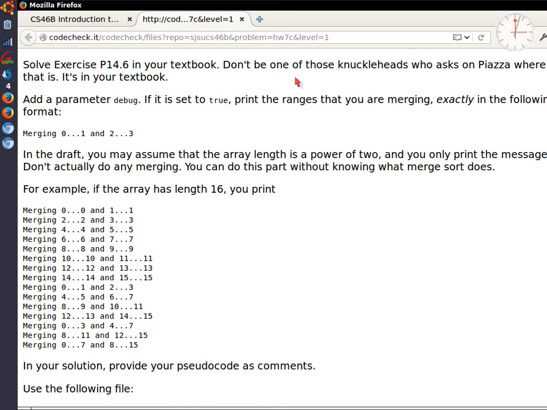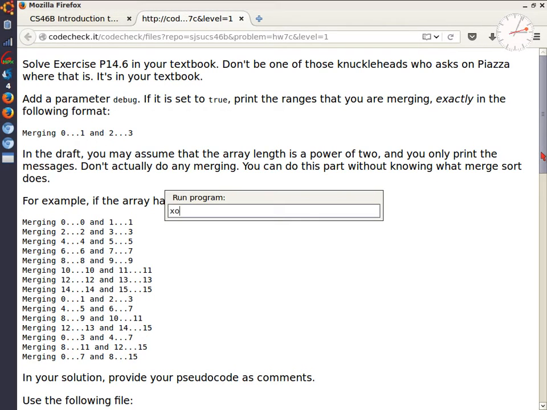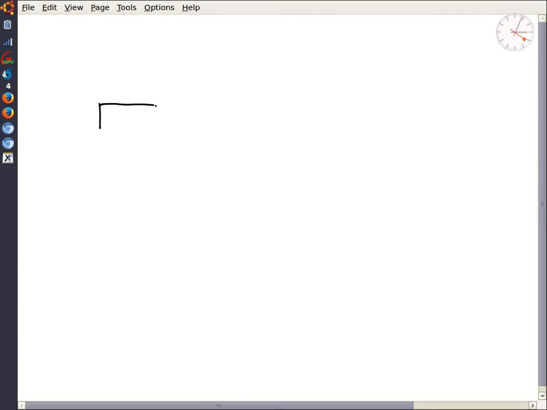Okay, so let's see, what are we supposed to be doing here? So we're supposed to be able to do this without knowing what merge sort is. Let's see how true that is. So let's get some paper out here. So we have an array of length 16.